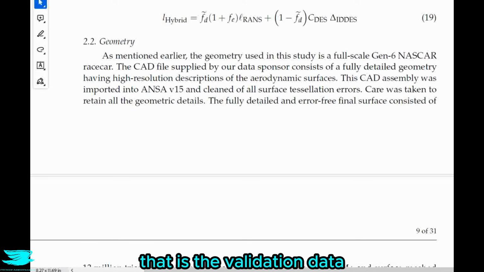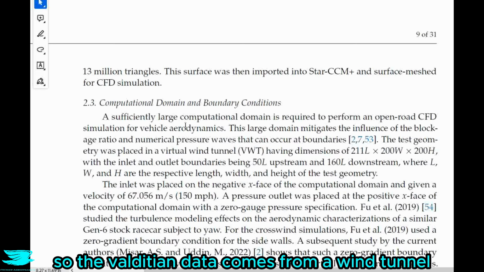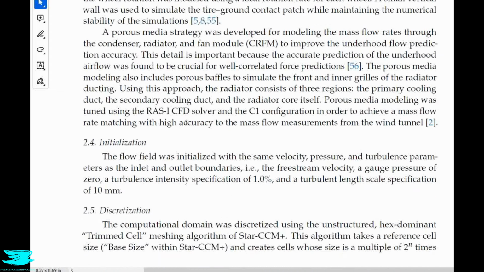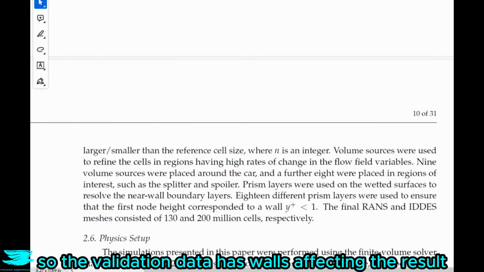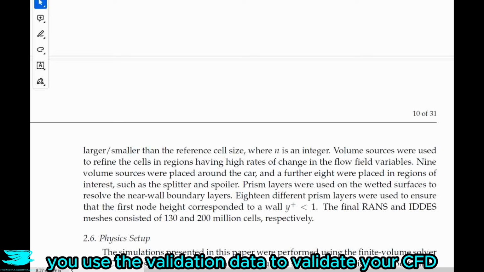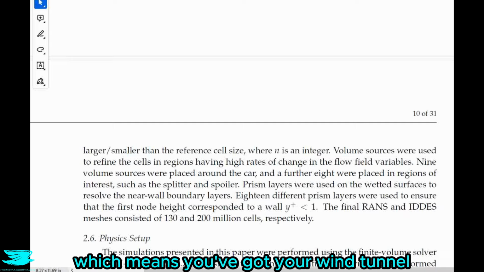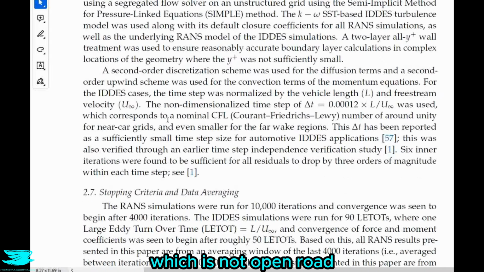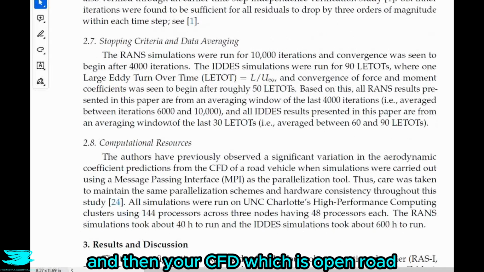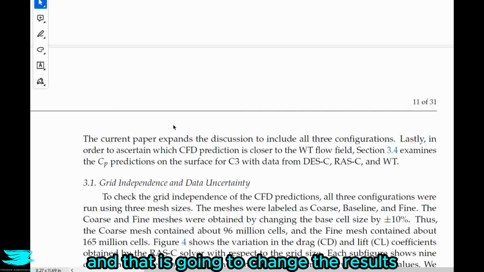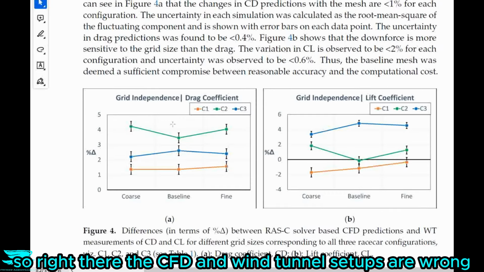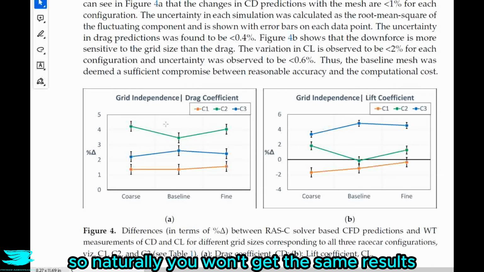that is the validation data. So the validation data comes from a wind tunnel, and a wind tunnel is never that big. So the validation data has walls affecting the results, and then you use the validation data to validate your CFD, which means you've got your wind tunnel, which is not open road, and then your CFD, which is open road, and that is going to change the results. So right there, the CFD and wind tunnel setups are different. So naturally, you won't get the same results.